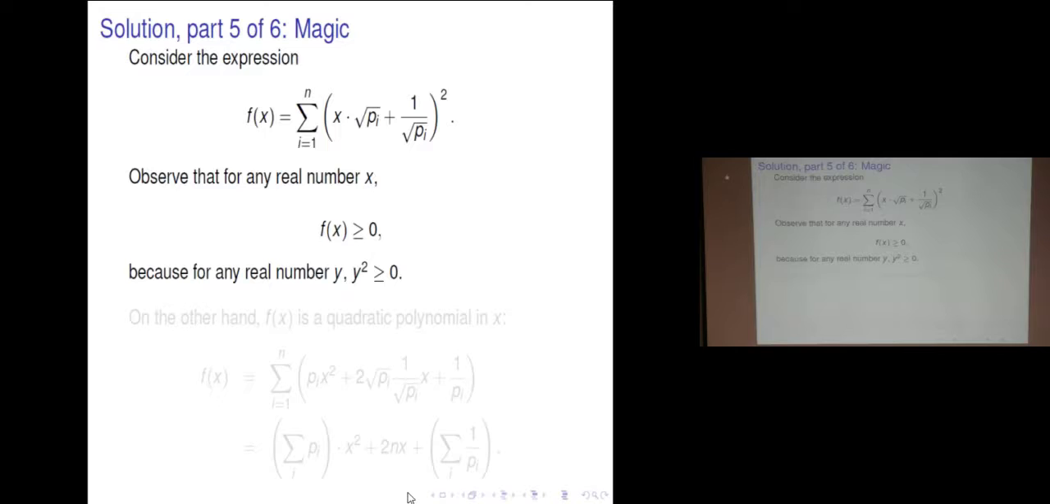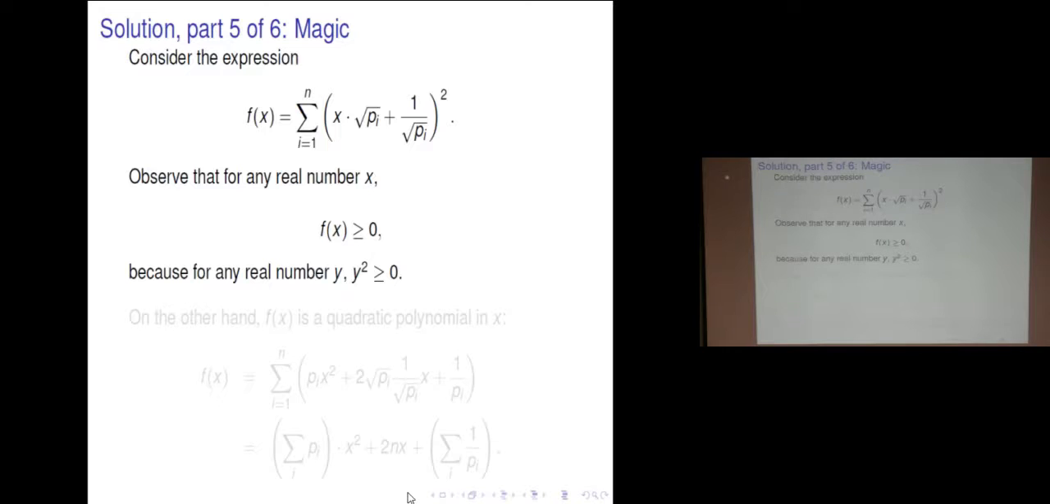Okay? Now apply this to f of x. f of x is a sum of some squares. So therefore, it's a sum of non-negative numbers. And if you have several non-negative numbers, when you add them, it's still non-negative, right? There's no chance you get negative. So the key observation is this: f of x is always bigger than or equal to 0.